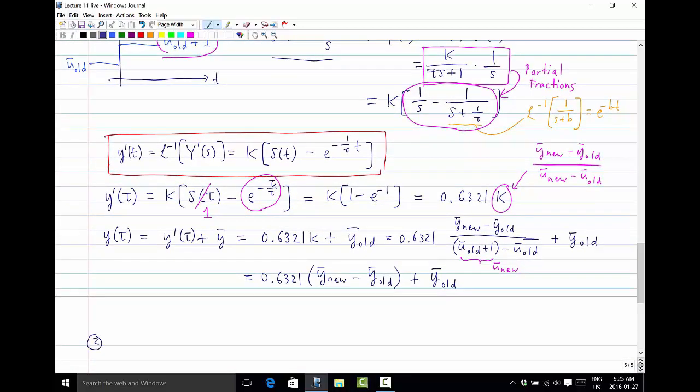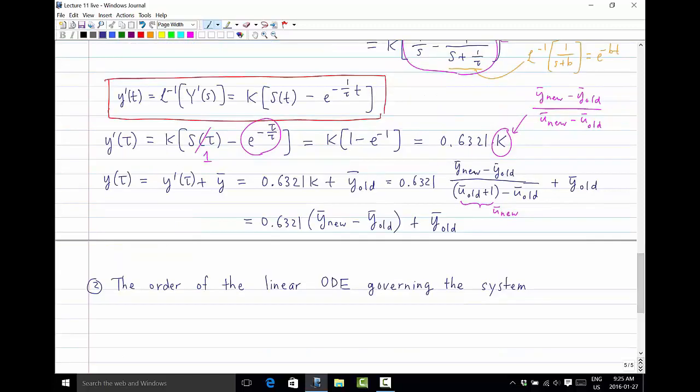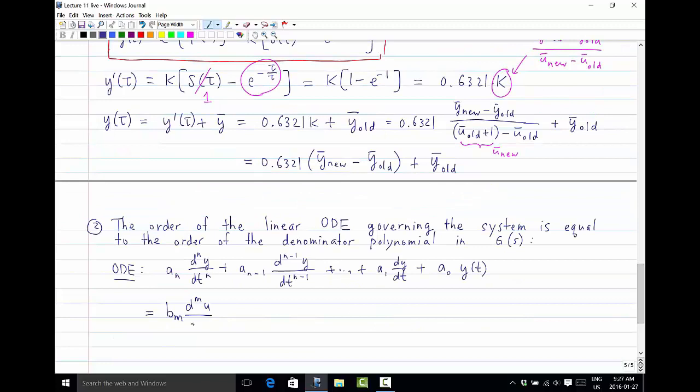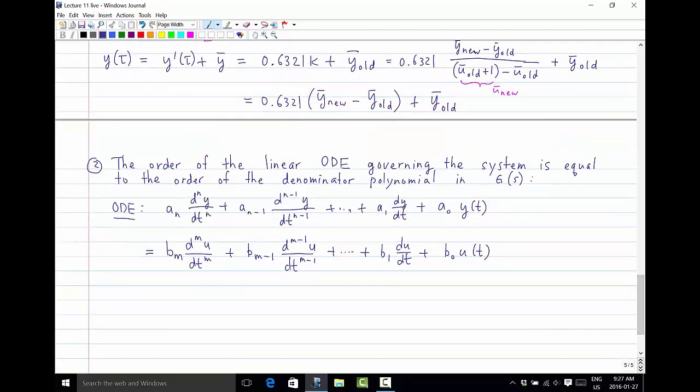We continue on with our list of properties of transfer functions. Most systems can be described by a linear ordinary differential equation where the derivatives of y are taken to the power of n with some constants a multiplied in front. Similarly, the derivatives of the input u are taken to the power of m with some similar constants b of m all the way down to b of 0.